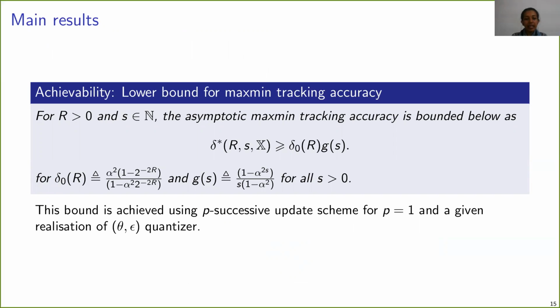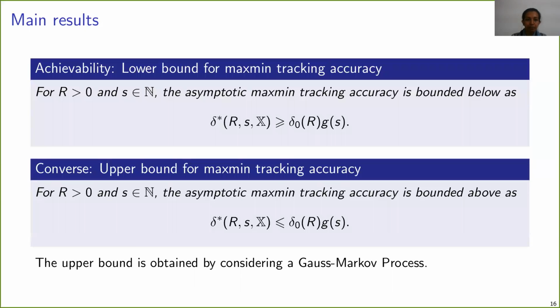Next, we present the results when the number of dimensions is asymptotically large. So this is our achievability result, and this is obtained by using the p-Successive update scheme for p equal to 1 along with the randomized codebook based gain shape quantizer that we discussed earlier. Here we see that the asymptotic maximum tracking accuracy is lower bounded by the product of these terms, and they depend only on the sampling period and the channel rate.